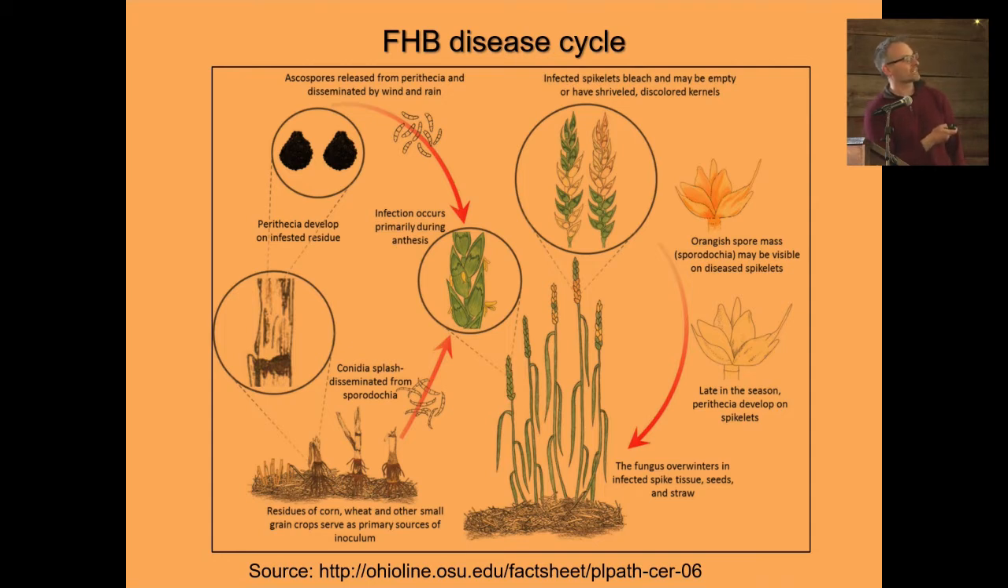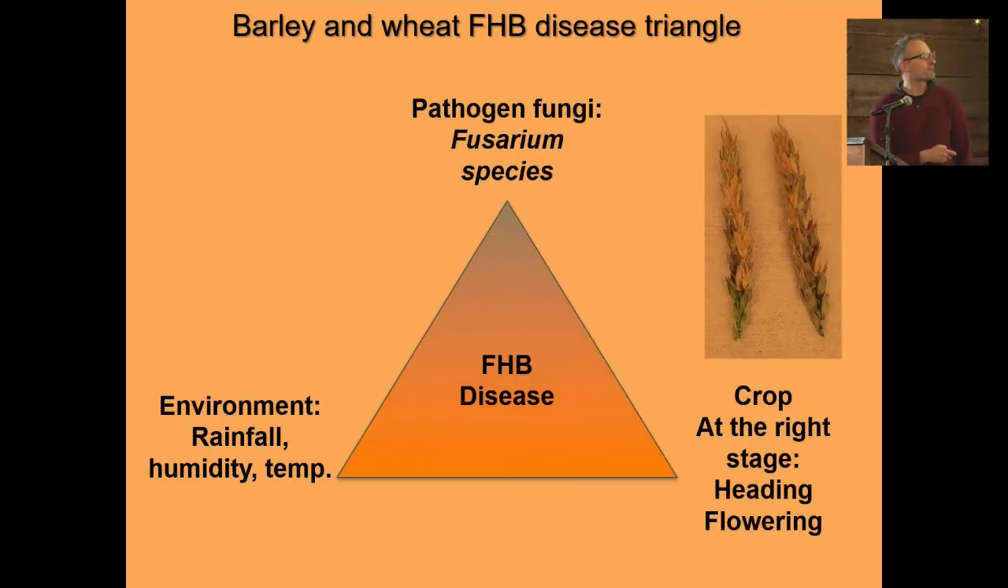Then at the end of the year, bits of infected material go back into the ground, and these perithecia basically develop, and then they overwinter, and then they wait for the next crop to continue the cycle again. In pathology, we like to use the concept of a disease triangle.